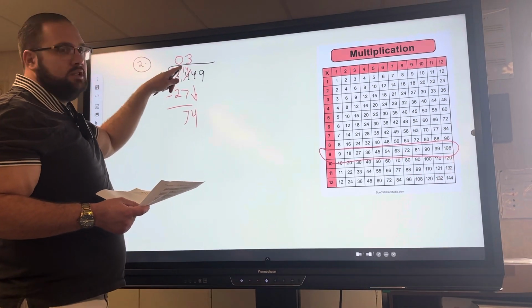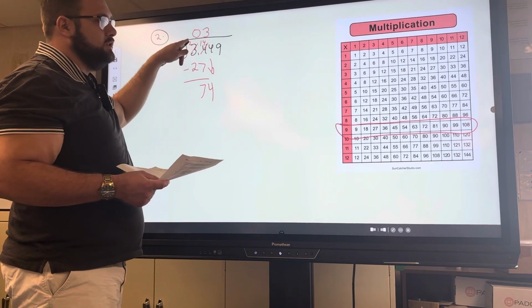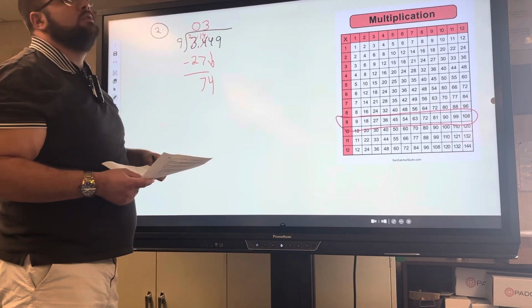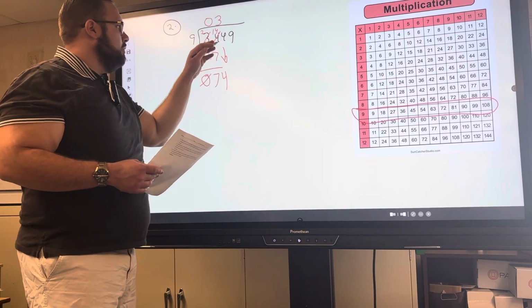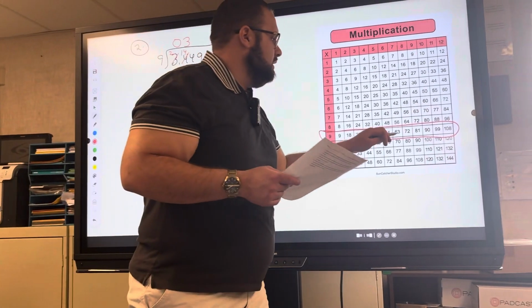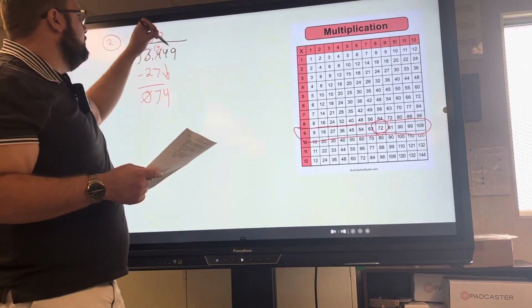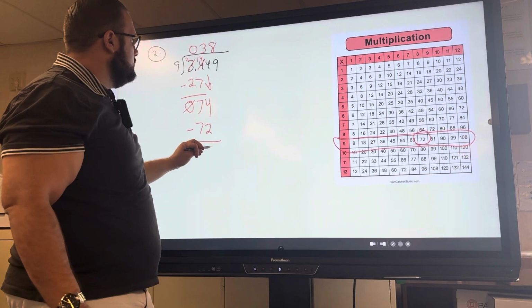34. That 4 changes to a 14. 14 minus 7 is 7. That 3, since we borrow, changes to a 2. 2 minus 2 is 0. All right, so 7 is our remainder, but we bring down the 4, makes it 74. Now we see 8 times. Yeah, 72. And that gets us 2 left over.